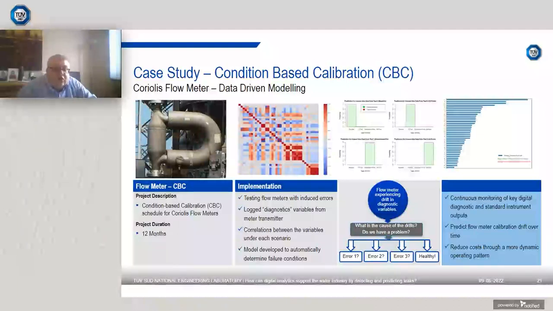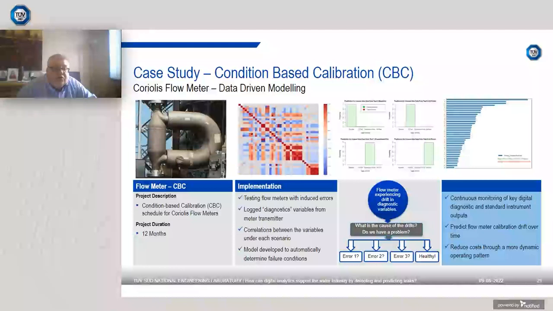We undertook a huge amount of work looking at using Coriolis meters and introduced a range of errors into them to investigate the flow meter diagnostic data and how the various diagnostic terms vary depending on the induced error. By making use of this data, it's possible to develop correlations based on the variables under each scenario. This then allowed a model to be developed that would automatically determine possible failure conditions based on the diagnostic data for the flow meter.